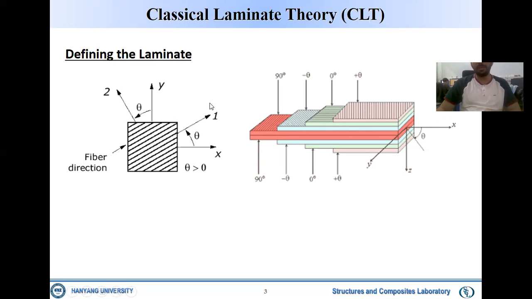While the whole laminate is defined according to the X, Y, Z coordinate system, which is also known as the global coordinate system, 1, 2, and 3 is the on-axis coordinate system, and X, Y, Z will be the off-axis system. These on-axis and off-axis coordinate system terms you will hear from me repeatedly in the next slides.